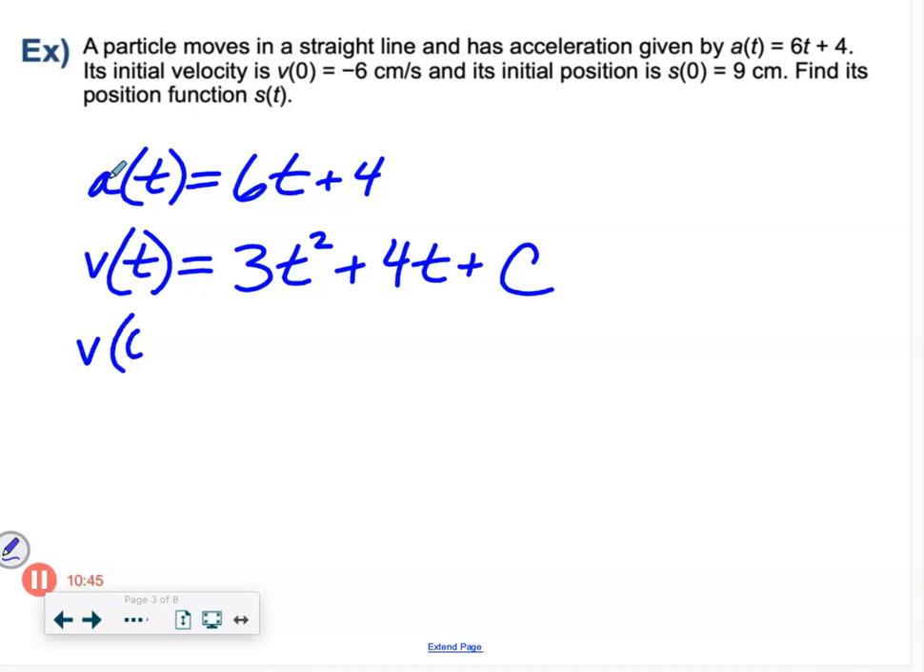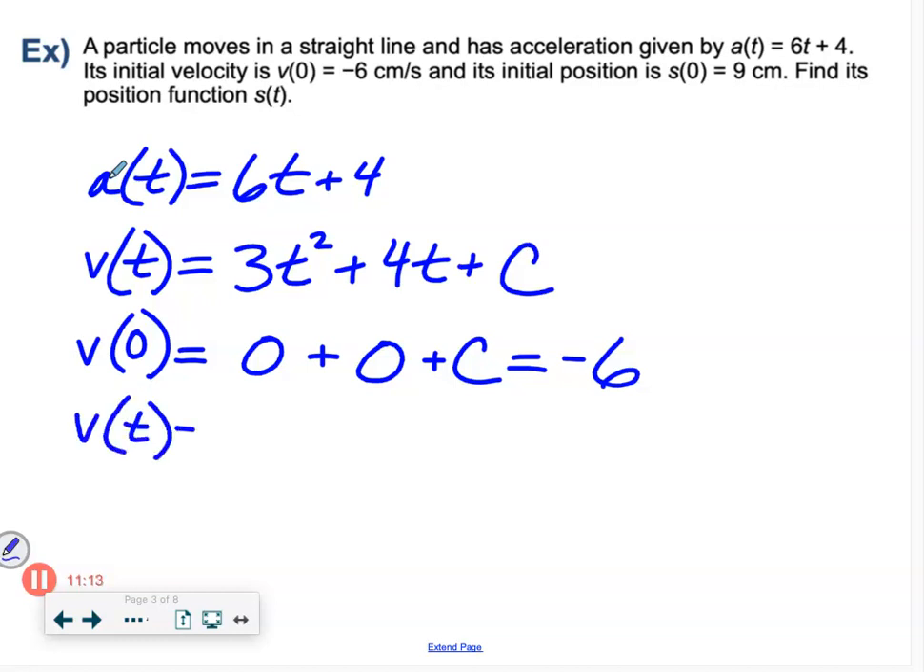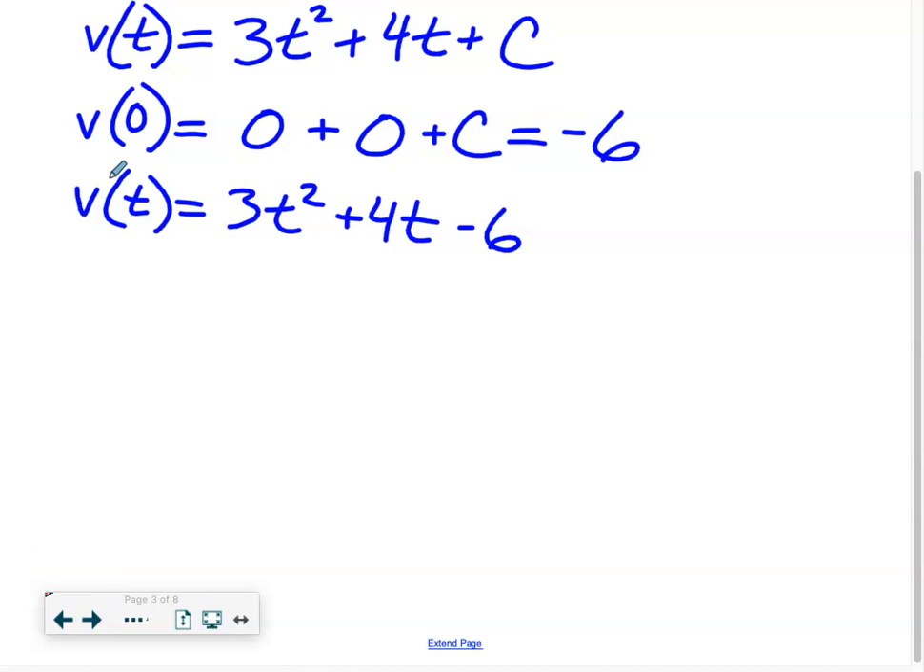Whenever you're given a v of 0, life is nice because everything goes to 0 unless you're dealing with cosine, which is always the trick, or e. Be careful. If there's a cosine or an e, they don't go to 0. So always watch out. Those are the traps. But everything else goes to 0. So if you've got just a nice polynomial and you know an initial, then whatever you get is your constant, right? Okay. So our v of t would be 3t squared plus 4t minus 6.